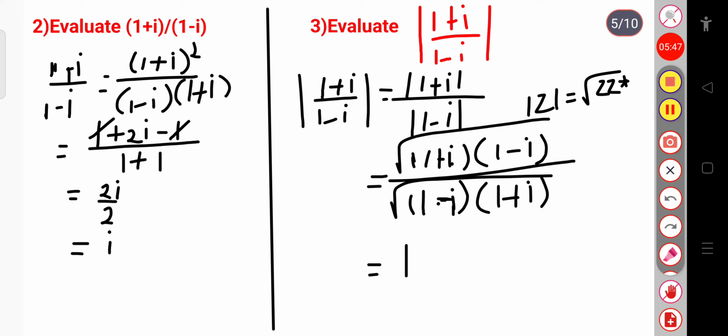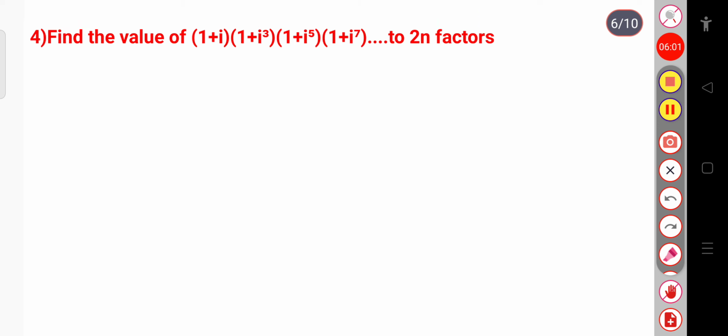So this is the difference: when we calculate (1 plus i) divided by (1 minus i), this will be i, and when we calculate the modulus of (1 plus i) divided by (1 minus i), then this becomes 1. Let us see some more examples.